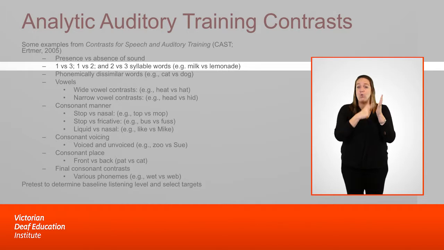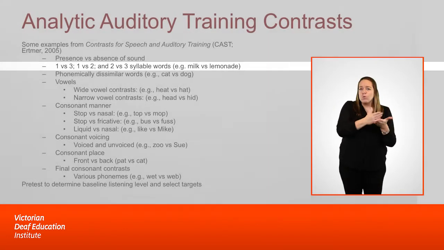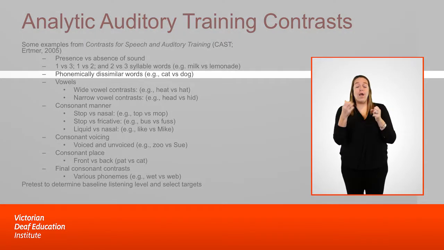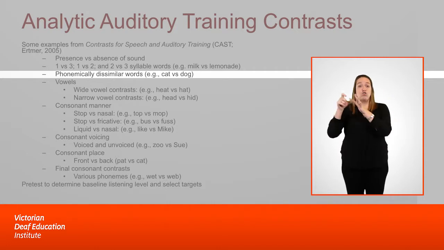Next contrast could be one-syllable words versus three-syllable words, 2 versus 3. For example, 1 versus 3 could be milk versus lemonade, and repeating what they hear, or telling whether they're the same or they're different. Phonemically dissimilar words are words that have the same number of syllables, but none of the phonemes within the word are the same, like cat versus dog. So if you have a picture of a cat and a picture of a dog, you put up the acoustic screen, you say one or the other, the child should be able to point consistently to the one you have just said. And by the way, that also involves I say it, the child also says it, and then they point. So they're practicing listening, speech production, and then they point.